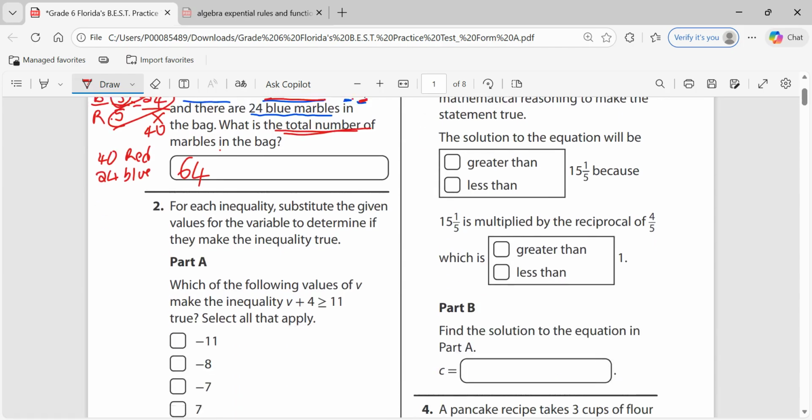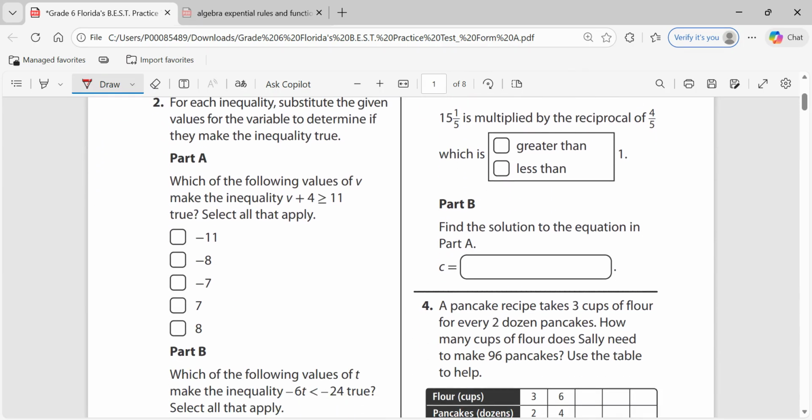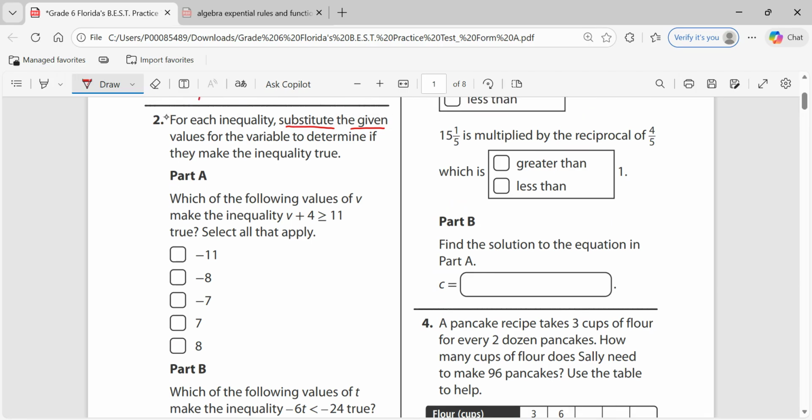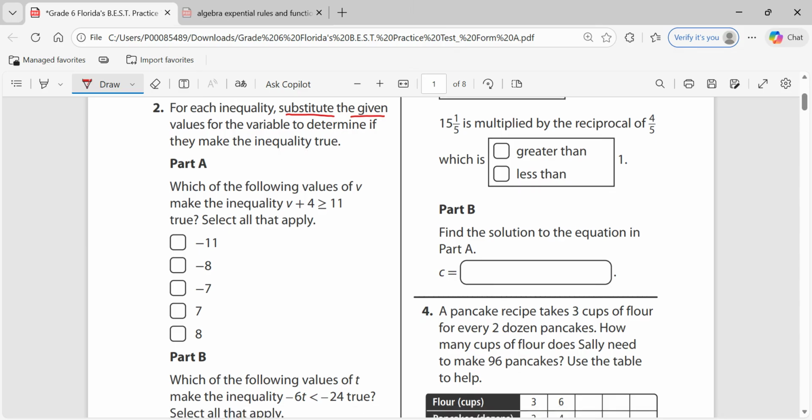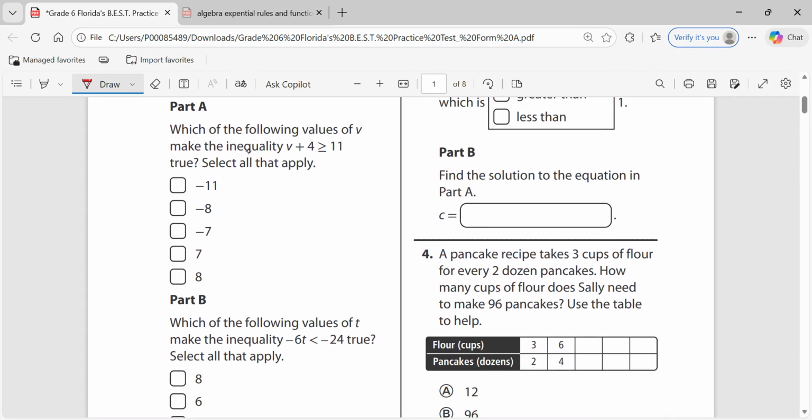All right, let's look at number 2. It says for each inequality down below, substitute the given values for the variables to determine if they make the inequality true. Remember, we're going to read directions all the way from the top. So number 2, we start reading at the 4. For each inequality, we're going to substitute these values to find out if it's true. Part A says, which of the following values of V make the inequality V plus 4 greater than or equal to 11 true? So we know it's V plus 4 that's greater than or equal to 11.